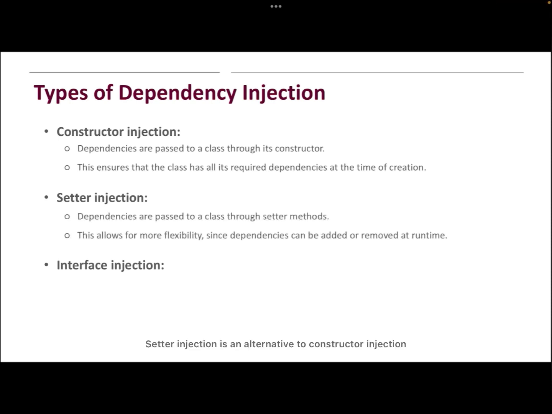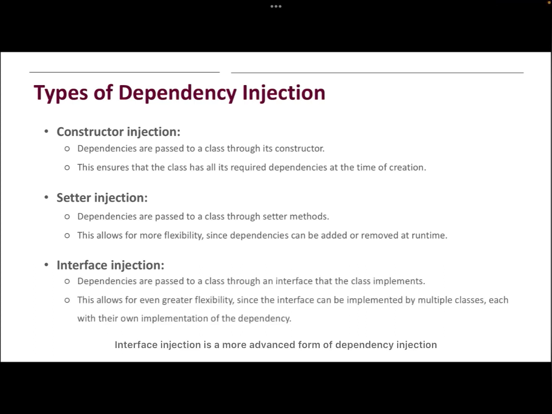Setter injection is an alternative to constructor injection, where dependencies are passed to a class through setter methods. It is useful when a class requires optional dependencies, or when dependencies may change over time. Setter injection can also make the code more readable, since it separates the creation of the object from the setting of its dependencies.